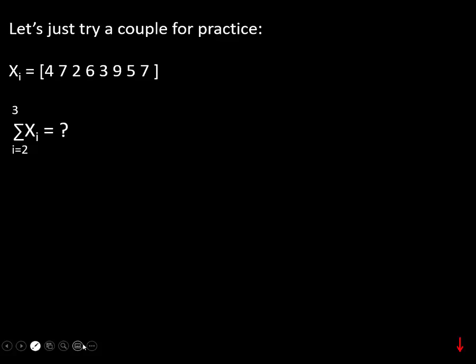All right, and if you did that, you should have added up the sum from I equals 2 to 3 of x sub I. And so the I equals 2, that means the second observation. That would be this 7 right here. X3, the third observation, that would be this 2 right here. And so you would have added 7 and 2 and gotten 9.